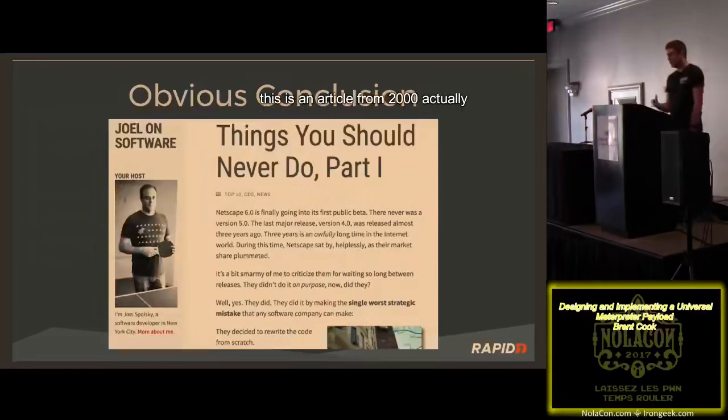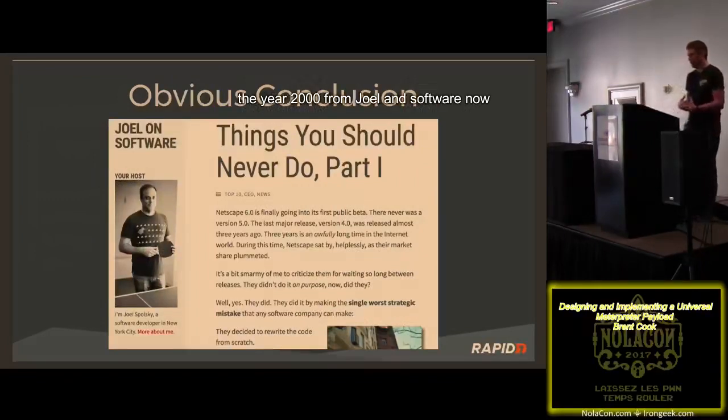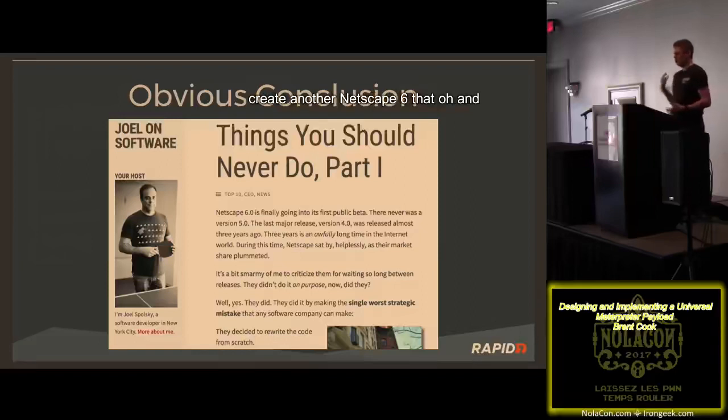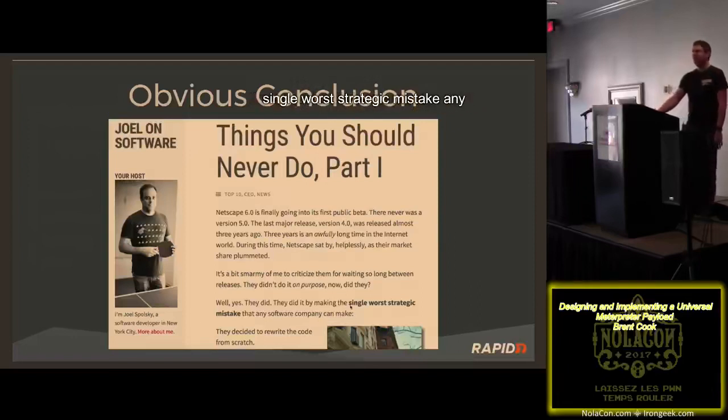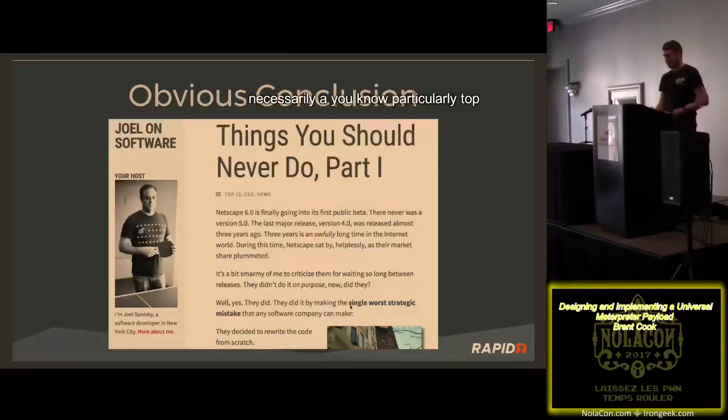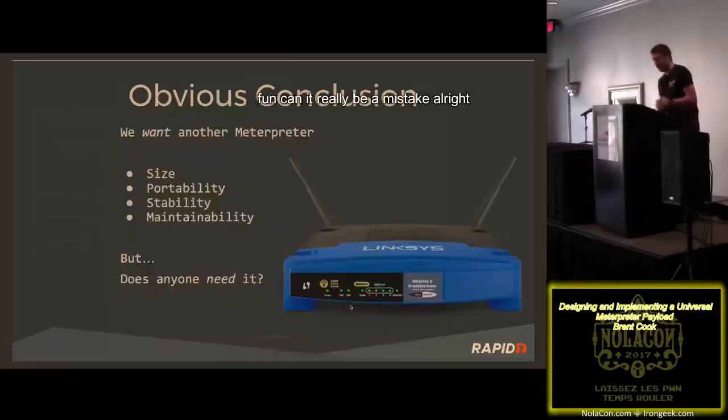This is awful. This is an article from the year 2000 from Joel on Software. Since then, people have softened on this stance and thought, well, maybe you should rewrite software. But I didn't want to create another Netscape 6.0 and work on this forever and never actually ship it, because, again, 600,000 lines of code, how can I ever catch up with that? That's kind of crazy. So as Joel would say, this can be the single worst strategic mistake any software company can make. Well, not necessarily as a software company, but hey, if you just do it for fun, can it really be a mistake?